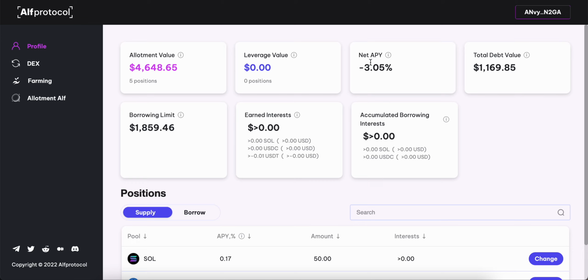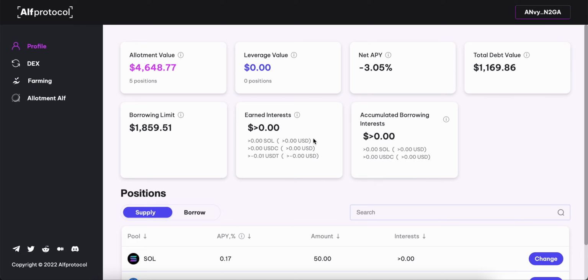Then you see this net APY, which is also available under the allotment Alf. You see your total debt value, which simply shows how much you borrowed in total. Then you see your borrowing limit, which is the maximum borrowing limit for you. So in this case it's $1,800,000. So this is how much you can borrow at most based on your deposits of this number.